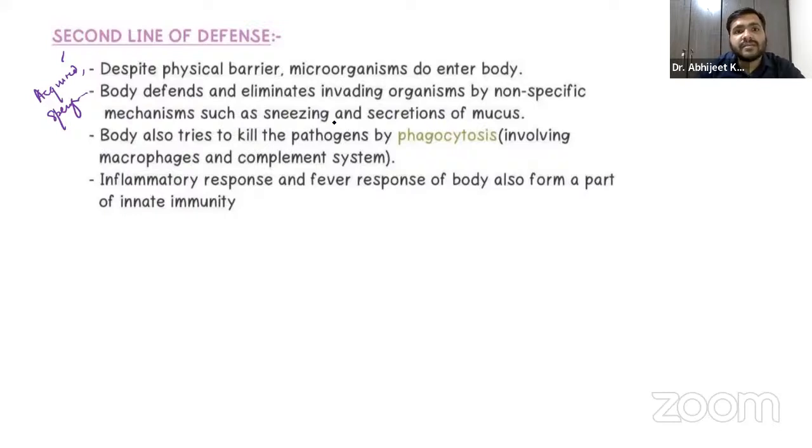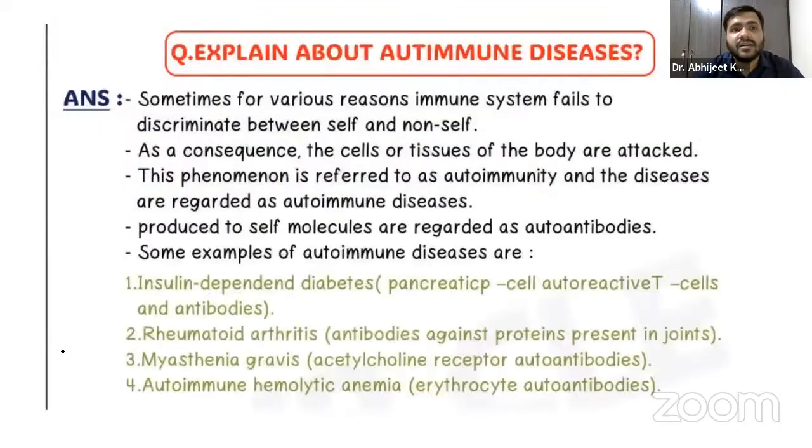So remember, guys, that it helps in the sneezing and secretion of the mucus. I've already told you, the body also tries to kill the pathogen by phagocytosis, right? They engulf it and they try to destroy it, right? Inflammatory response and fever response of the body are also a part of innate immunity. Guys, the inflammation process we will be dealing with in the pathology part in the second year, and the fever, they are also a part of the innate immunity, right?